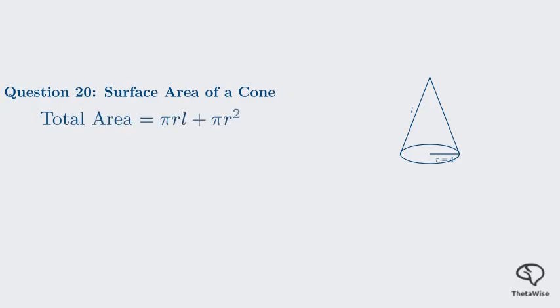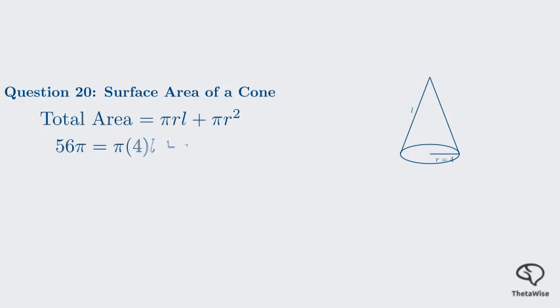In question 20, we are given a solid cone with radius 4 centimeters and a total surface area of 56 pi square centimeters. We need to find the sloping edge length, L. The total surface area of a cone is the sum of the curved surface area and the circular base. Total area equals pi times r times L plus pi times r squared.